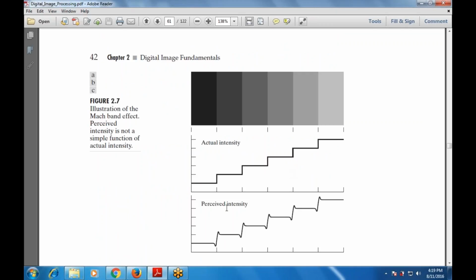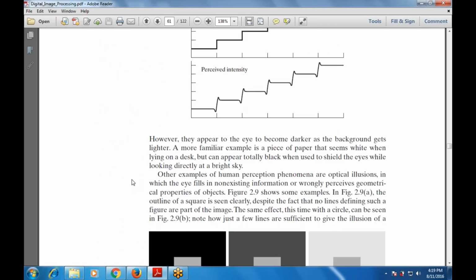This is one of the examples. There is the actual intensity, there is the perceived intensity. Actual is represented with the squares, perceived intensity over here. This is the illustration of the Mach band effect, that is perceived intensity is not a simple function of the actual intensity. However, they appear to the eye to become darker as the background gets lighter. And a familiar example is a piece of paper that seems white when lying on the desk but can appear totally black when used to shield the eyes when looking directly at a bright sky.